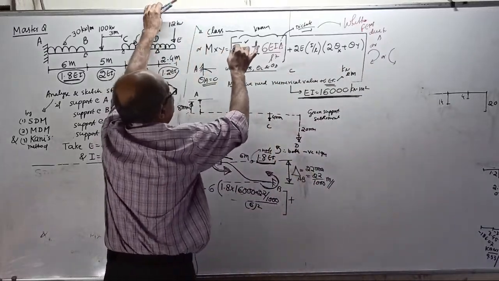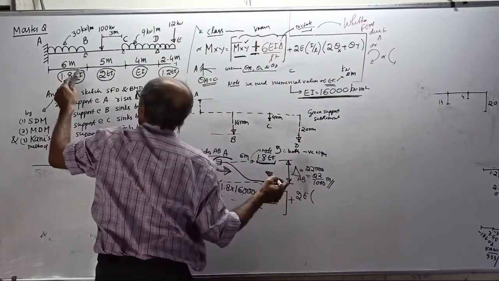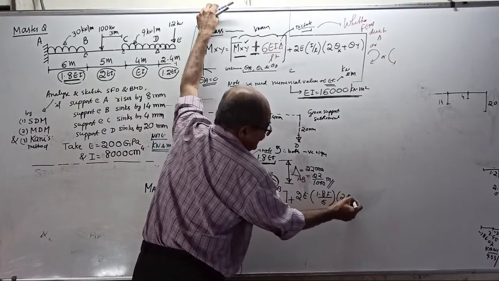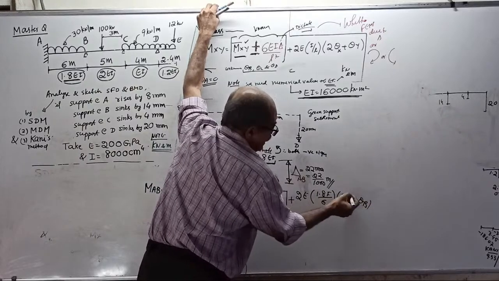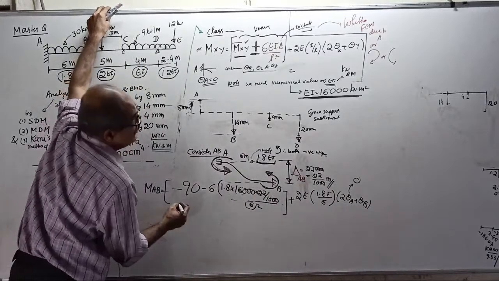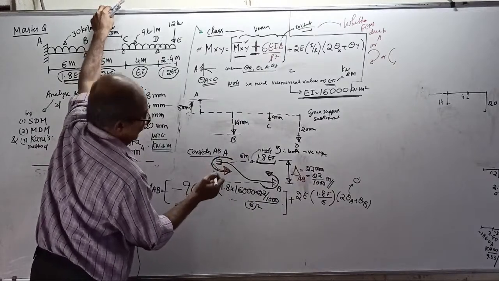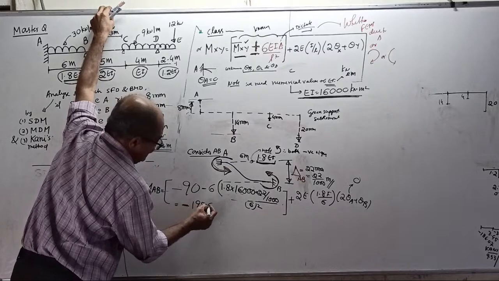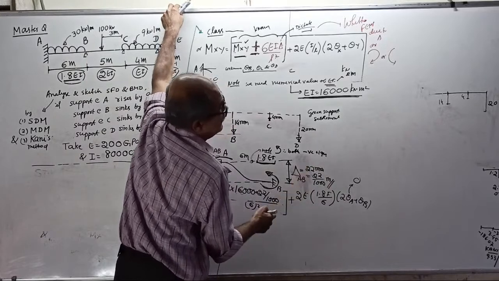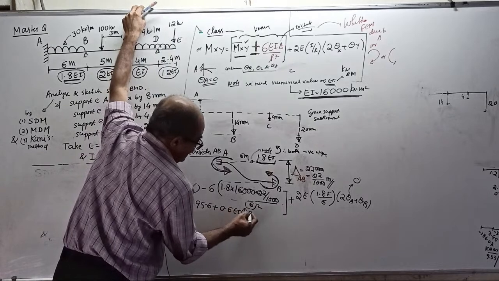So up to where is it over? This much is over, plus continue. 2E into, now do one thing, 1.8 I by 6 into 2 theta A plus theta B. Remember, theta A is 0. So your MAB will become minus 195.6 plus 2 into 1.8 by 6 into 1, which is exactly 0.6 EI theta B. 0.6 EI theta B is the answer.